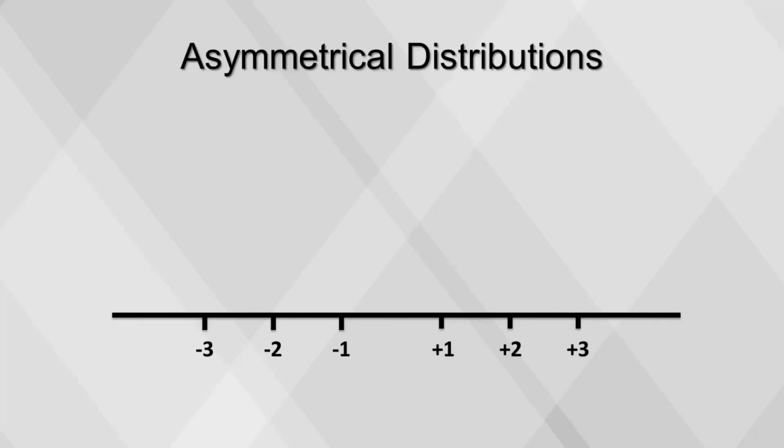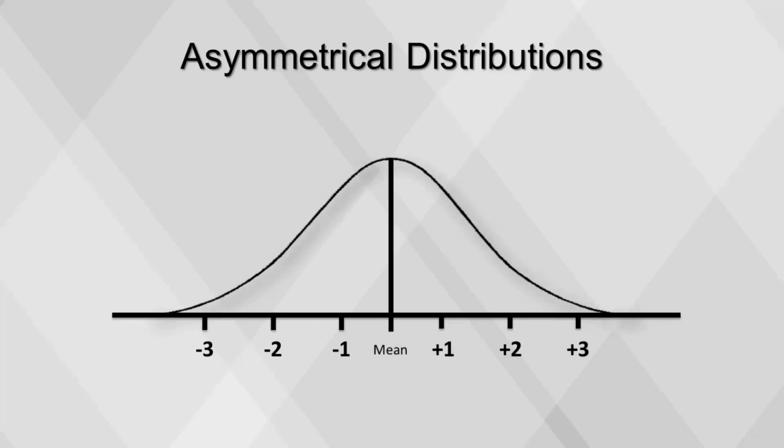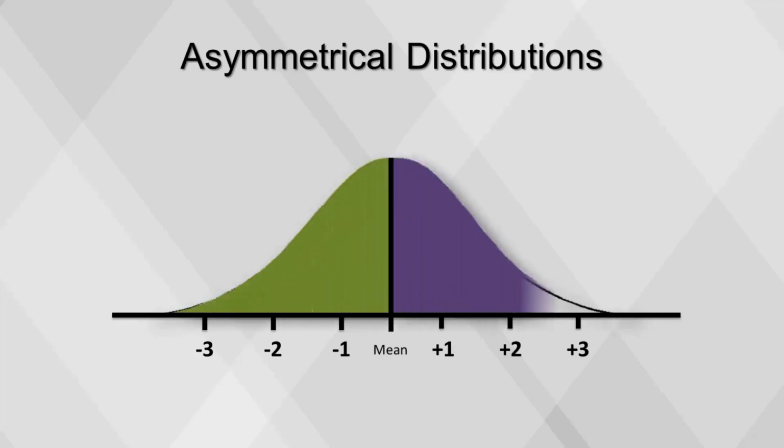The normal distribution is a type of symmetrical distribution in which the mean is equal to the median, and there is an equal probability of a value falling on either side of the mean. Although normal distributions and other types of symmetrical distributions are very common, there are often distributions that are asymmetrical. We call these types of distributions skewed.